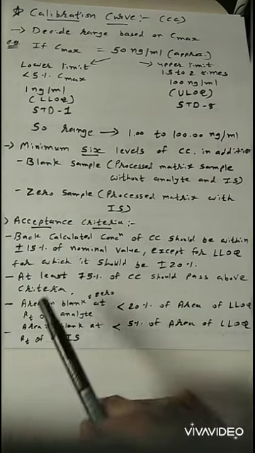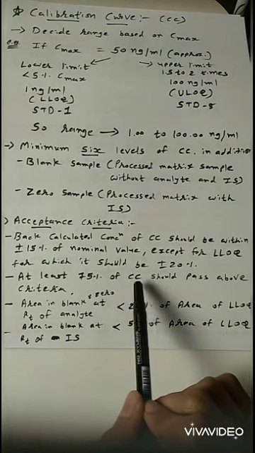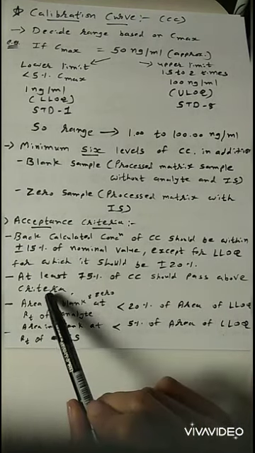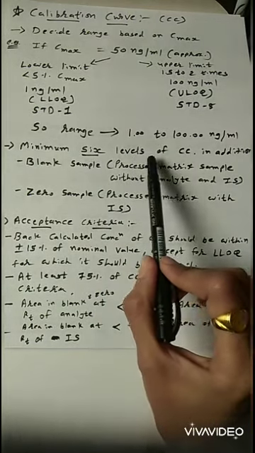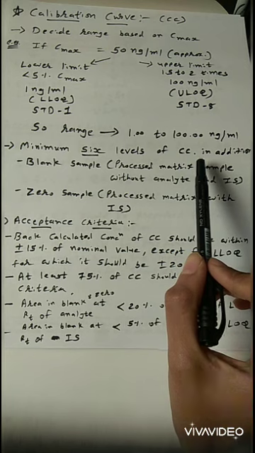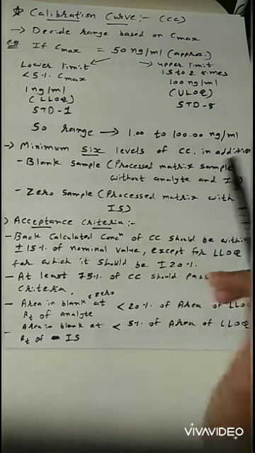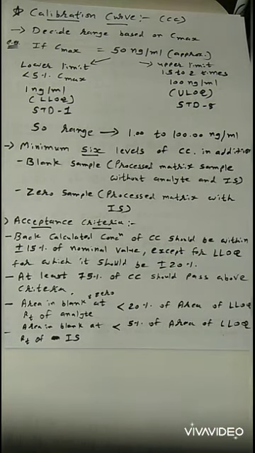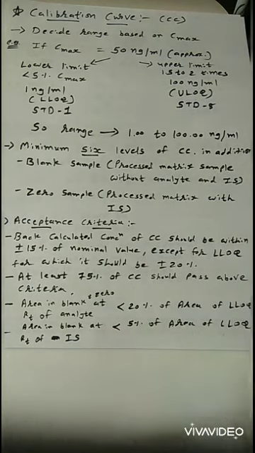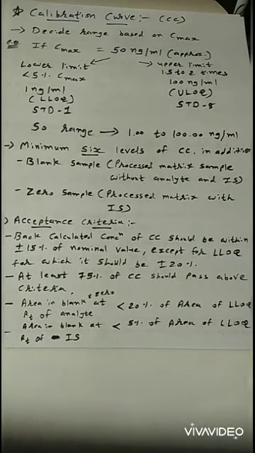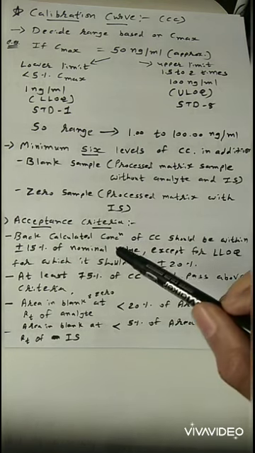Then at least 75% of the calibration standards should pass the above criteria. Now we see that a minimum of 6 levels is required in the calibration curve. So that means at least 75% of these calibration standards should pass this criteria. In our case, generally we take 8 calibration standards. That means from 8, at least 6 calibration standards should pass this criteria.